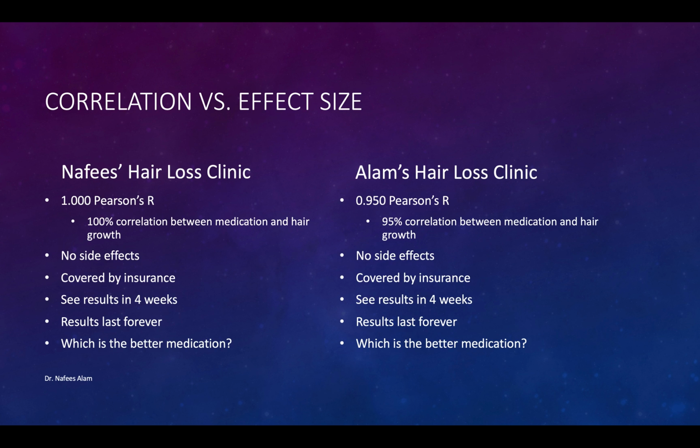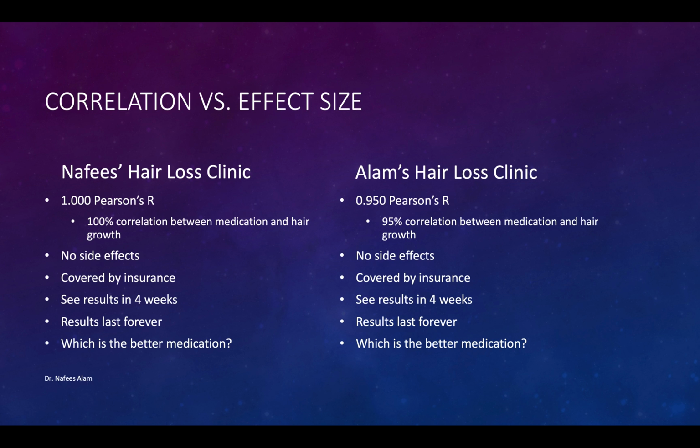So a few examples here. I have Nafees' hair loss clinic and Alam's hair loss clinic. Let's say you're struggling with hair loss, right? One clinic, Nafees' hair loss clinic, has a 1.0 Pearson's R. So it's a positive number. We see that 100% correlation between medication that Nafees' hair loss clinic administers and hair growth. There are no side effects, covered by insurance. You see results in 4 weeks. The results last forever, okay?